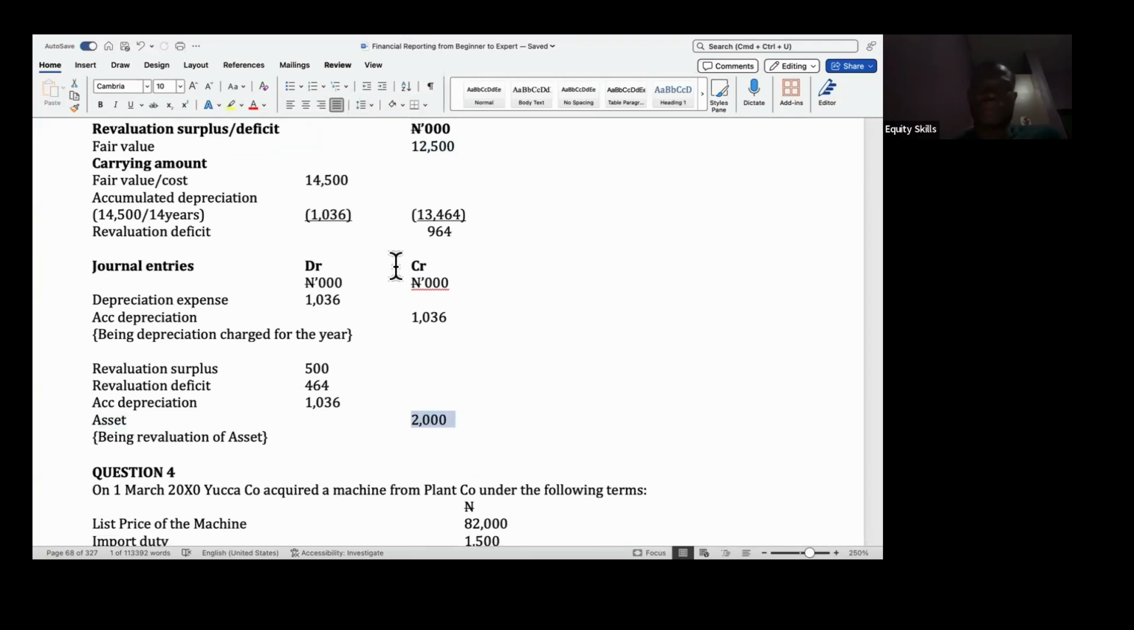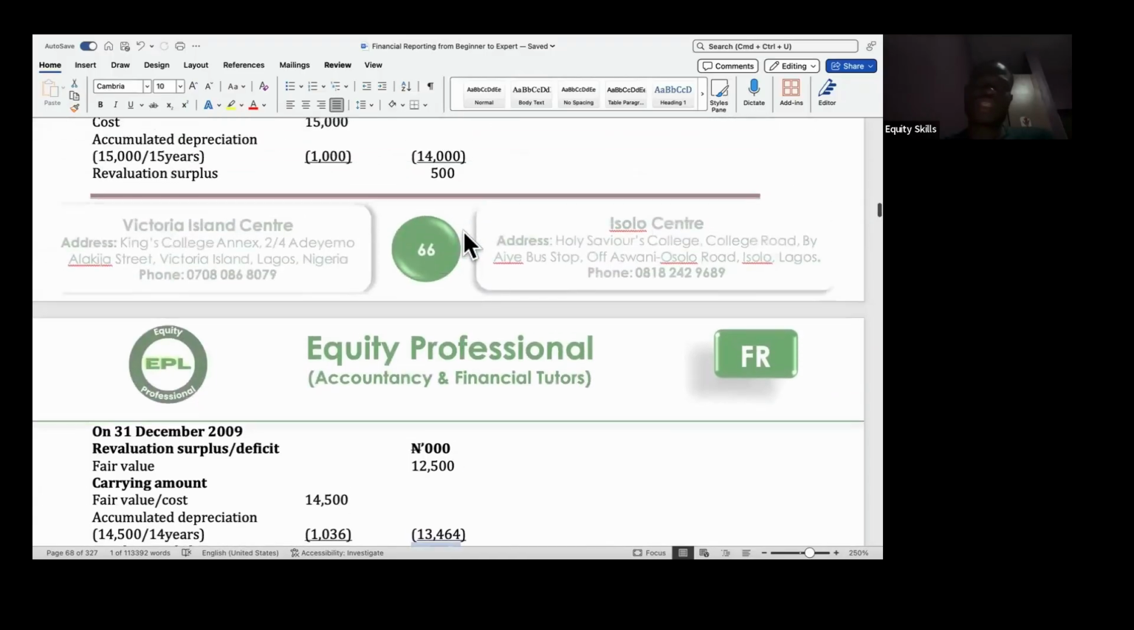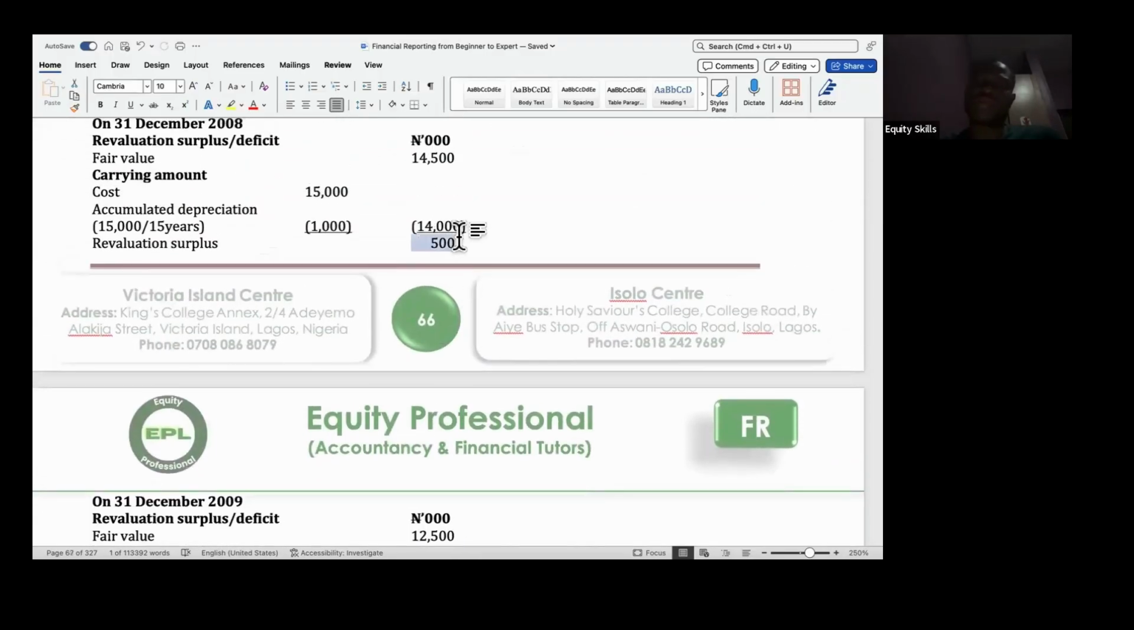That's the first thing you must always be able to adjust very well. As soon as you have done that, the next thing is just to take care of this revaluation. When you have dealt with your asset account, the next thing is just the revaluation. And since we are having a revaluation deficit, ordinarily you should go to P&L. Deficit goes to P&L. But in this question, there was a surplus in the previous year.